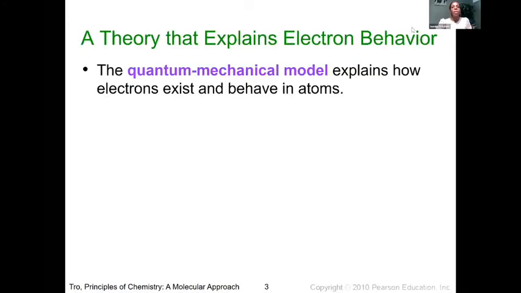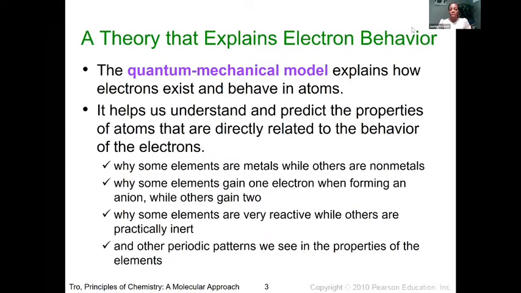Now, the theory that explains the behavior of the atom is what we know as the quantum mechanical model, and this explains how and where electrons exist and behave within an atom. It's also going to help us understand and predict certain properties associated with different atoms and determine how they are related to one another.